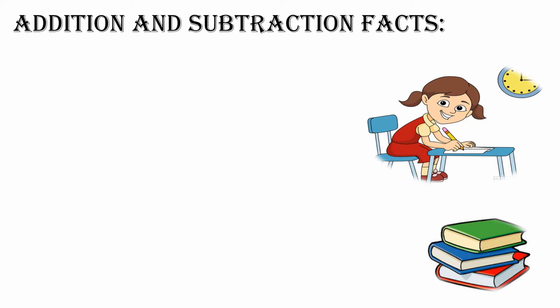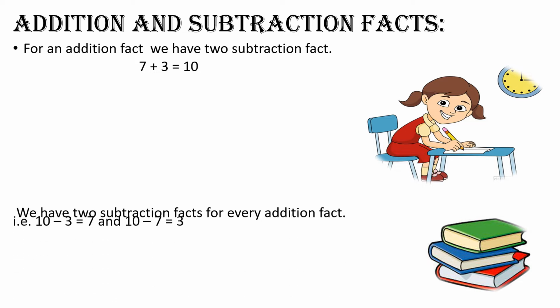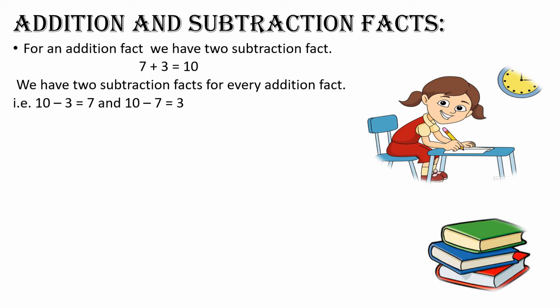Now, let us move with some facts. Facts of addition and subtraction. For an addition fact, we have two subtraction facts. For example, 7 plus 3 is equal to 10. So what is the subtraction fact for the same? So 10 minus 3 is equal to 7 or 10 minus 7 is equal to 3. I hope it is clear.